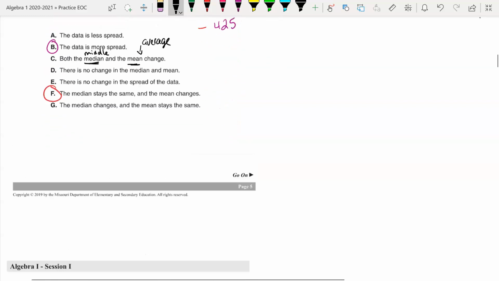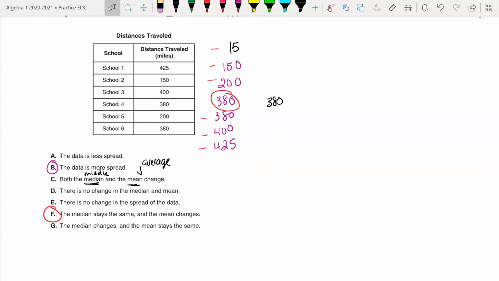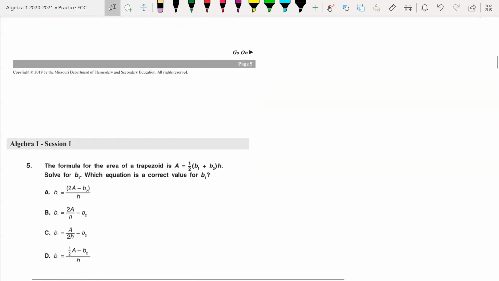Okay? There's also mode. Don't forget about mode. Mode is the one that shows the most common. Range is kind of like the spread. And then that's pretty much it for mean, median, and mode.